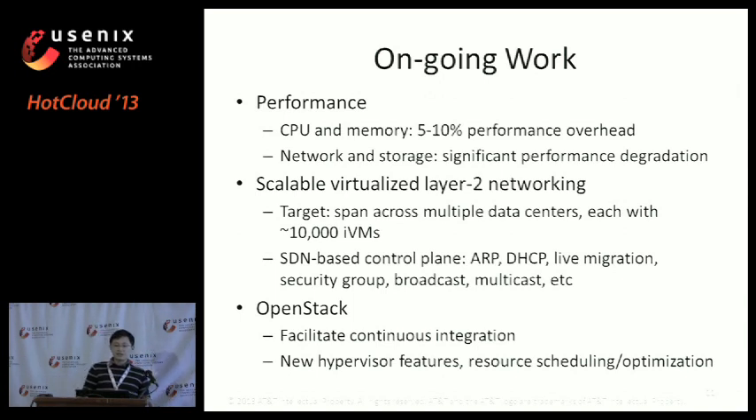The second dimension of our work is that we want to make the virtualized layer 2 network in Inception Cloud much more scalable. Our target is that Inception Cloud can run spanning across multiple data centers. Each data center can host about 10,000 VMs. As you may know, conventional layer 2 does not scale to this size, right? So we want to use an approach with an SDN-based control plane. We want to build SDN controllers to handle issues like ARP, DHCP broadcast, live migration, security groups, these non-scalable issues in conventional layer 2 networks.